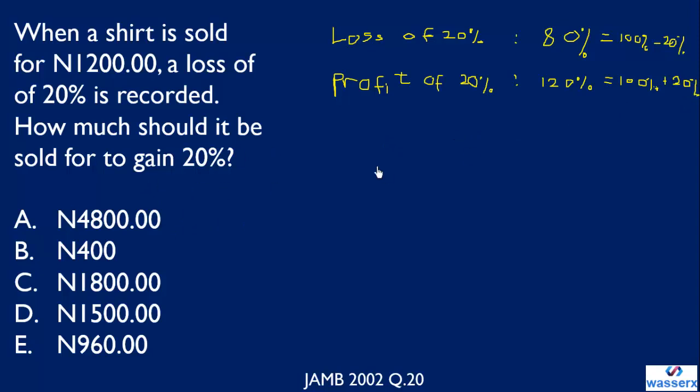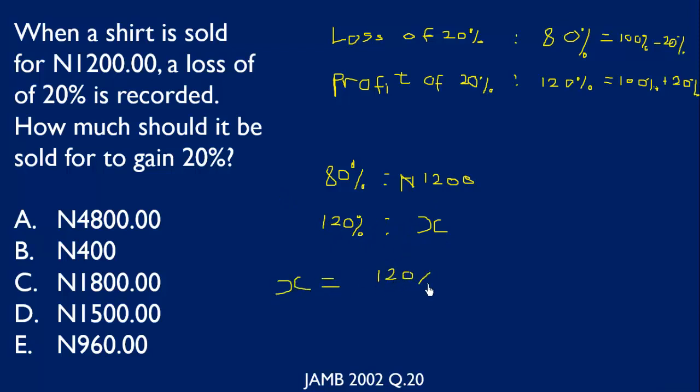So we now use ratio over here again. So if 80% corresponds to 1,200, and 120% will correspond to what? So let it be x. So this is going to be more. So if more, let's divide. So we have 120 times 1,200 over 80, and this will give us 1,800 naira.